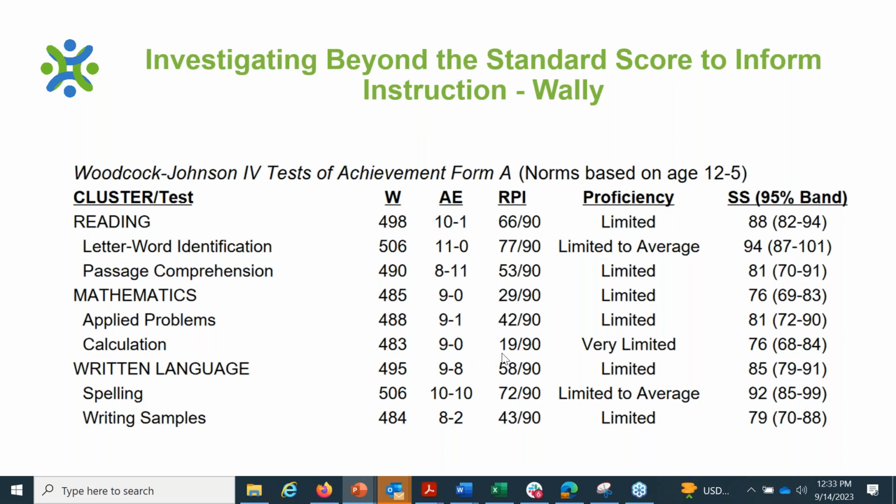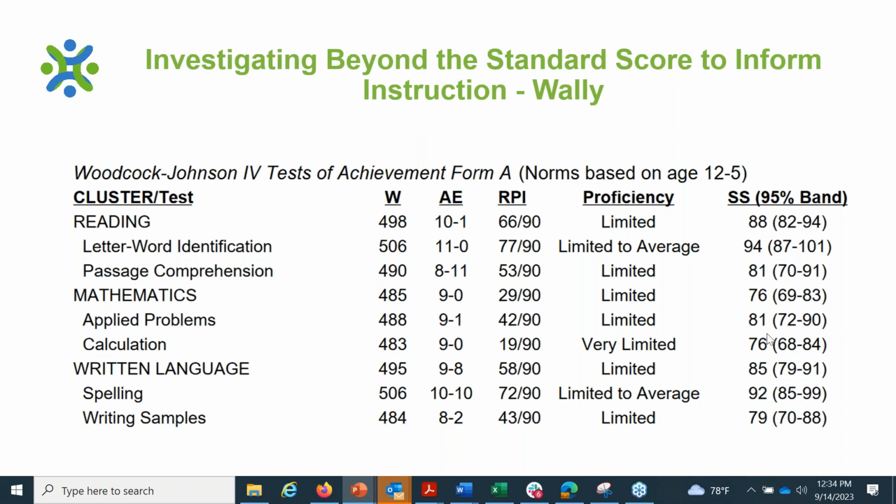Look at calculation. Math calculation here, he scored a 76, which indicates to us, yep, that's a problem area. But if we look at the RPI, it's even more telling. It's telling us that when same age peers performed at 90% proficiency on that calculation test, Wally scored at 19% proficiency. So that's very limited proficiency, very limited functioning. That is going to have an impact on Wally in the classroom.